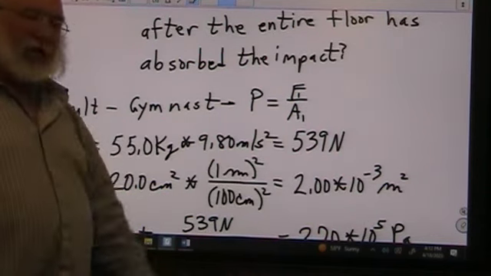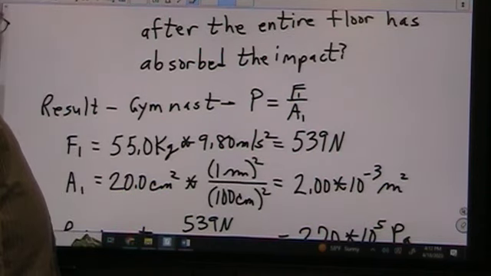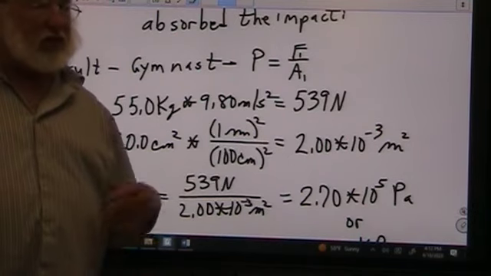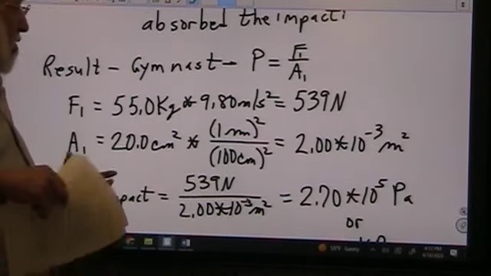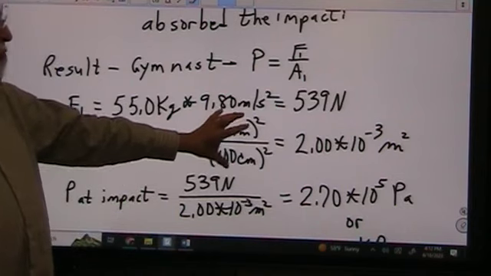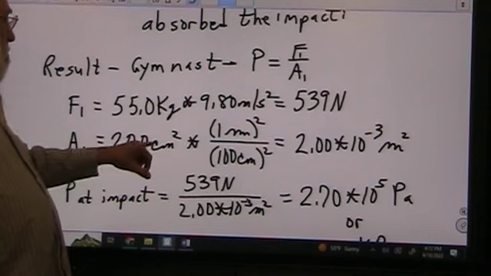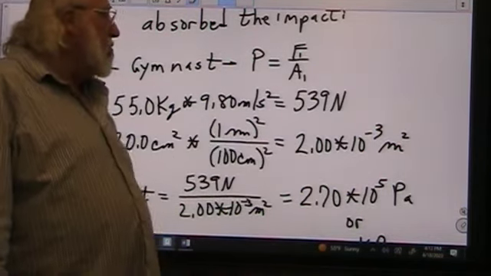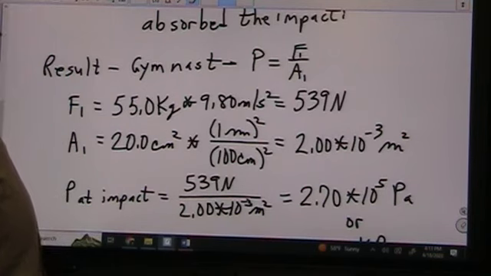That's 539 newtons. Her area is the 20 square centimeters, but we have to use square meters because SI is in square meters for area. So notice I have 1 meter per 100 centimeters, but they have to both be squared in order to be equal. So we can cancel out the square centimeters here. We have 2 times 10 to the negative 3 square meters.